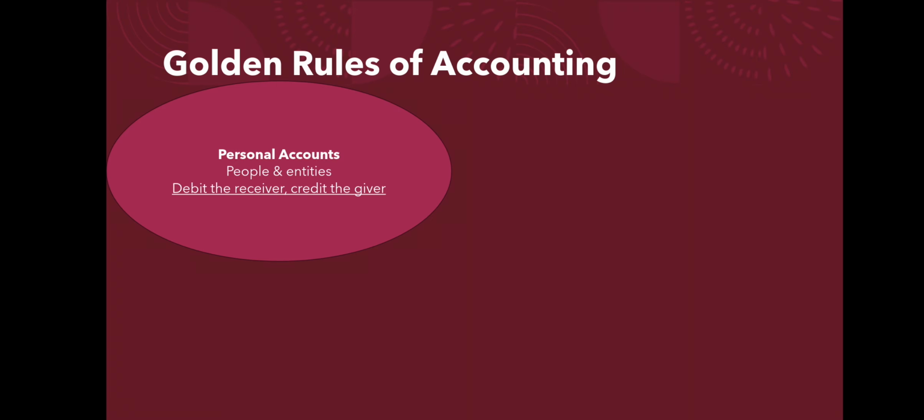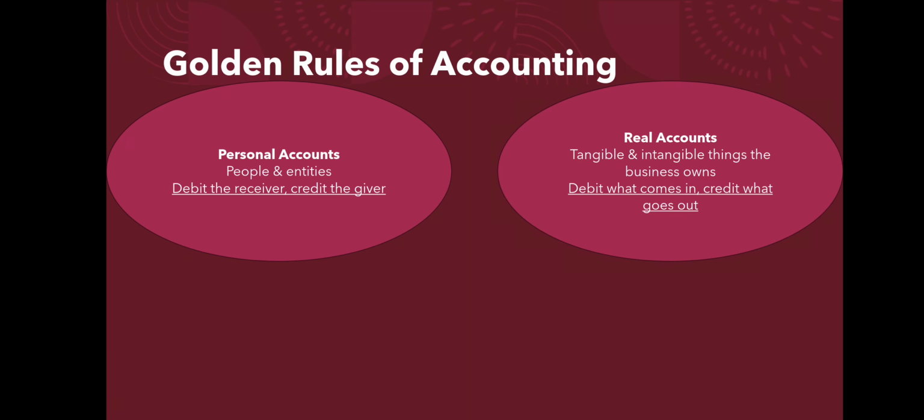The first golden rule that we learned was about personal accounts. What are personal accounts? Personal accounts are the people and the entities, so Anandita's account, or Anandita the Tutor account, or whatever. Those are individual accounts. Then we have learned about the representative personal accounts, that is outstanding expenses, outstanding incomes, prepaid expenses, prepaid incomes. Those are all personal accounts. What is the rule for that? Debit the receiver, credit the giver.